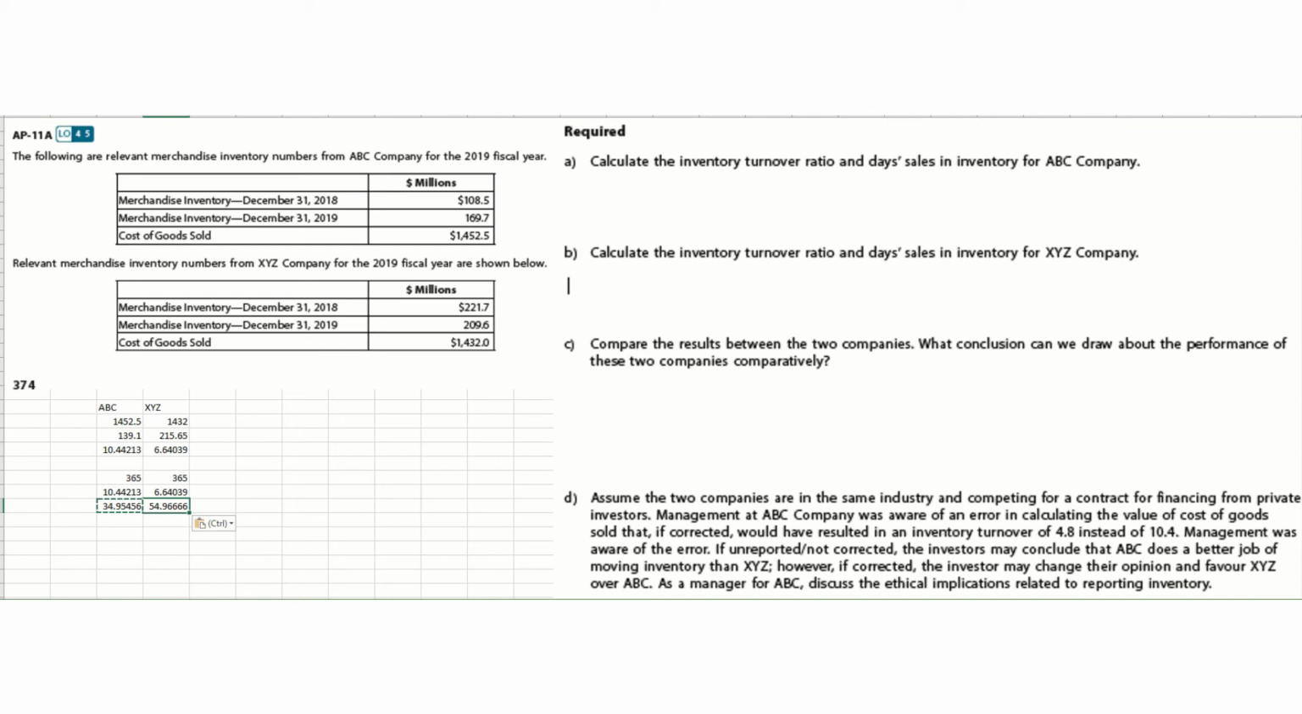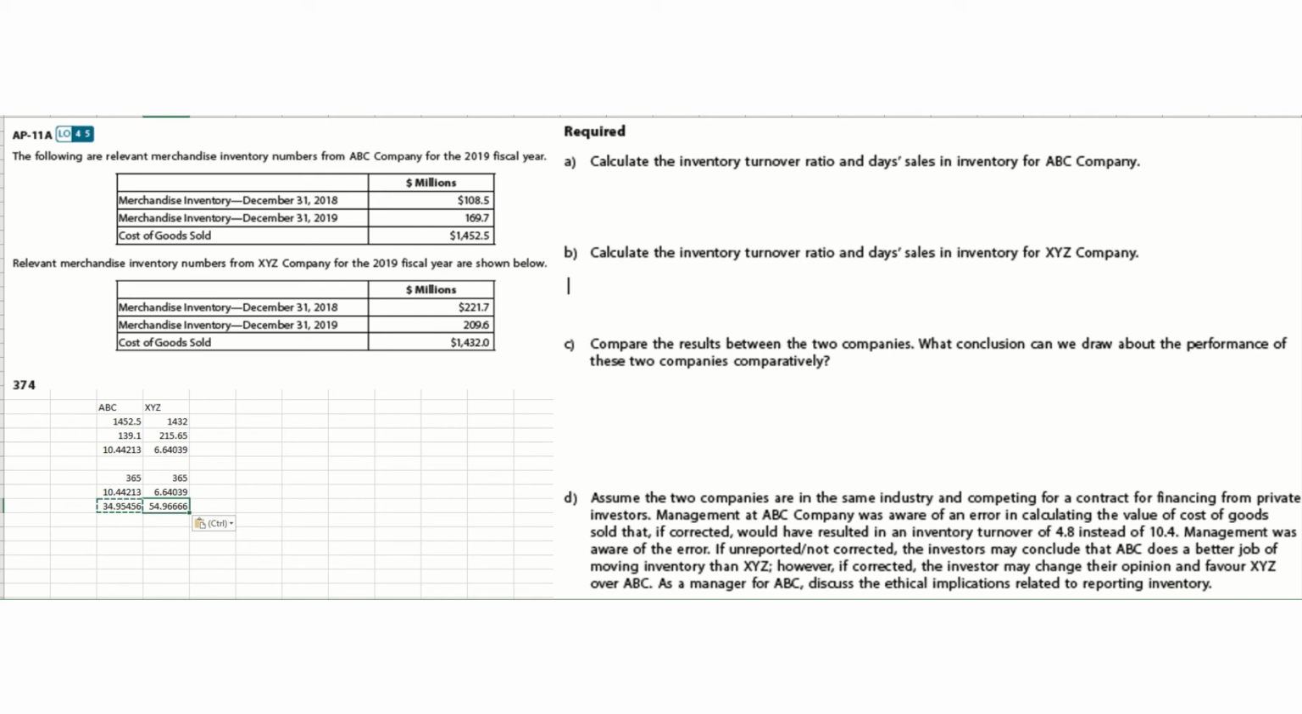If not reported or corrected, the investors may conclude that ABC does a better job of moving inventory than XYZ. However, if corrected, the investors may change their opinion and favor XYZ over ABC. As a manager for ABC, discuss the ethical implications related to reporting inventory.